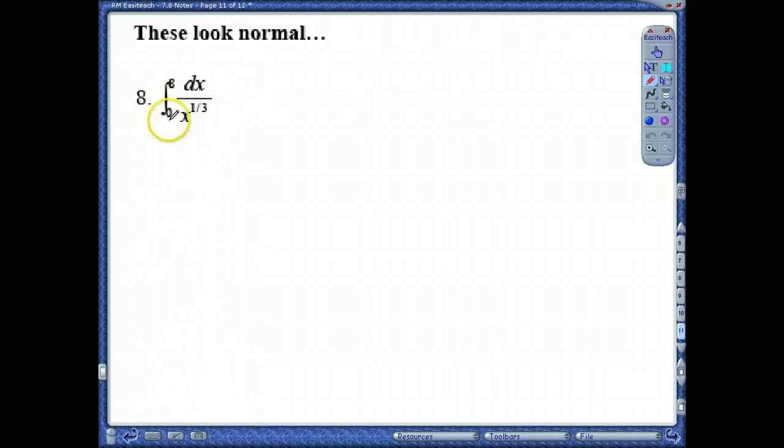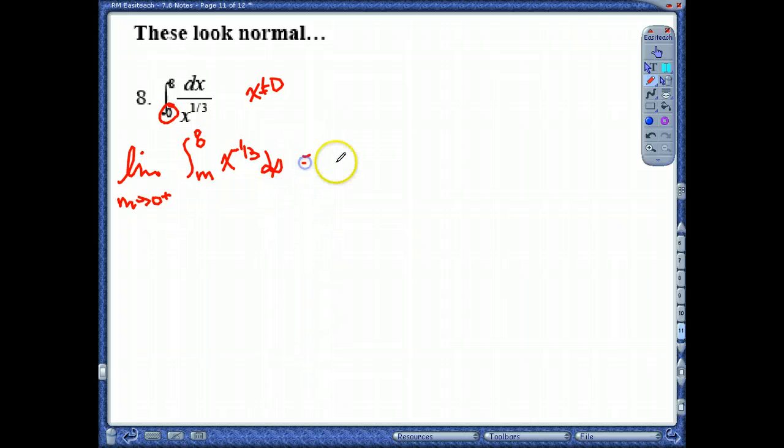All right, so when I look at this guy, I'm going from 0 to 8. 0 to 8 looks perfectly fine, but there's a problem. There's a problem at what number? There's a problem at 0. So 0's the number I'm going to have to get out of there. So I'm going to take the limit as m approaches 0, because 0's that bottom limit, and I'm approaching it from the right side, and I'm going to go from m to 8. So I'm going to look at my dx over x to the 1/3 power, so that's x to the negative 1/3 power. I'm going to integrate it.